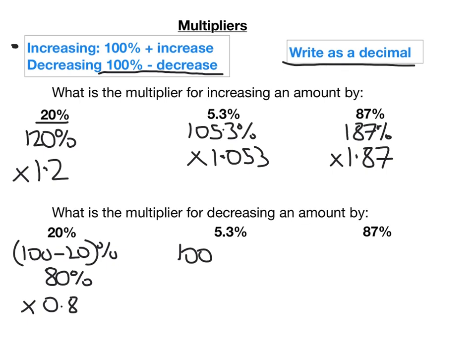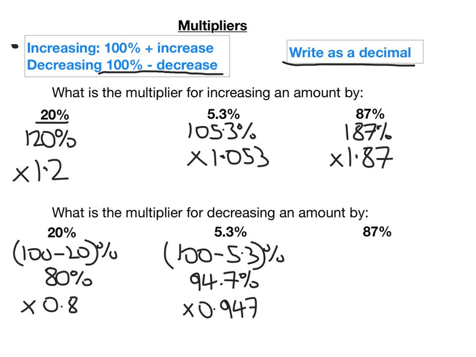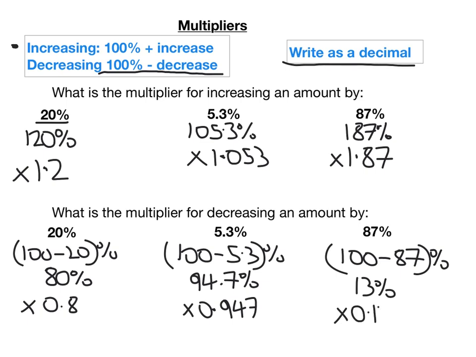The next one, well, 100 take away 5.3% is going to give us 94.7%. Writing that as a decimal would be 0.947. Lastly, 87%. So 100 take away 87%. That would leave us with 13%. So we would need to multiply by 0.13.